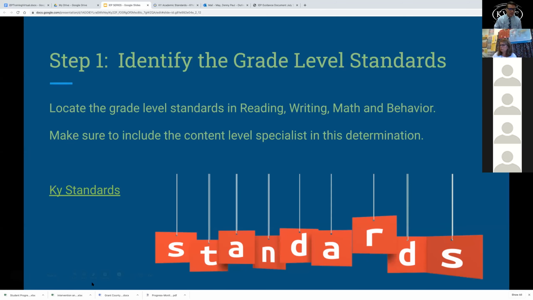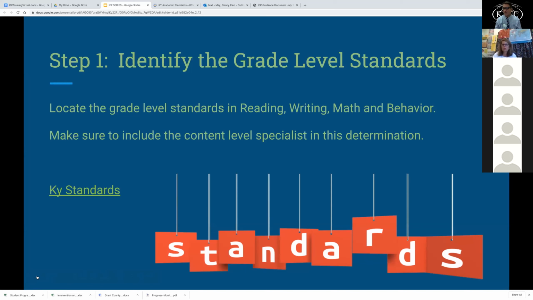So we're back here. Now we've looked at that Kentucky standard. So we locate the grade level standards in reading, writing, math, and behavior. Be sure to include the content level specialists in this determination. That's the reason you have those conversations with your grade level specialist. That's the reason that a 3rd grade teacher is in there with a 3rd grade student, and that's a requirement by law. So that they can talk to you.